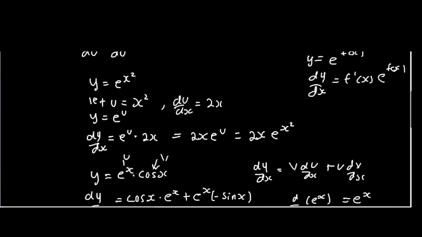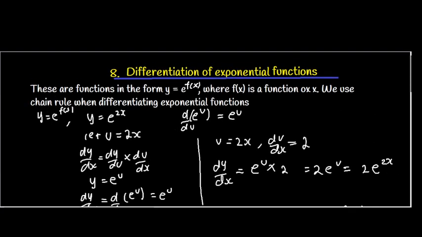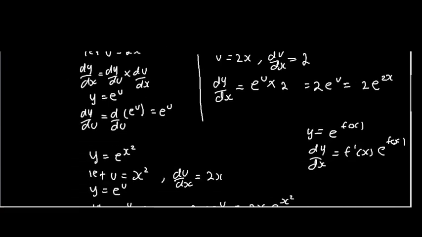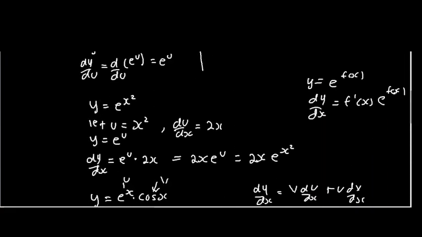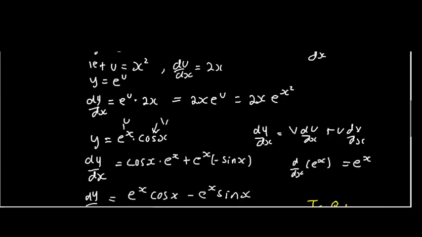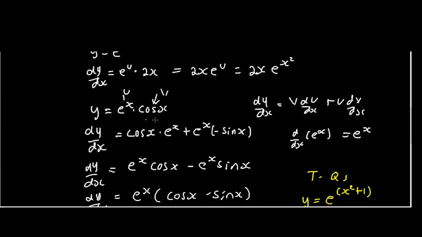From that, I think we can proceed to the next section, which is differentiation of logarithmic functions. This is all about exponential functions and how we differentiate them. When you have it in a quotient, you use the quotient rule. When you have it in a product, you use the product rule, just like in this case here.